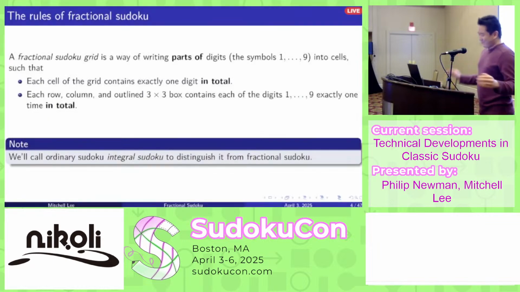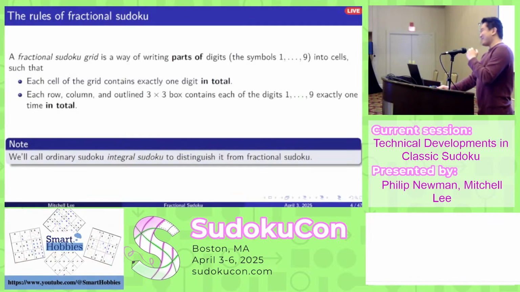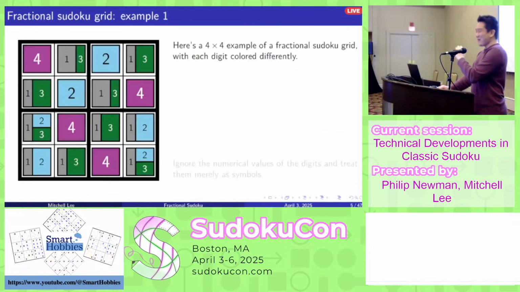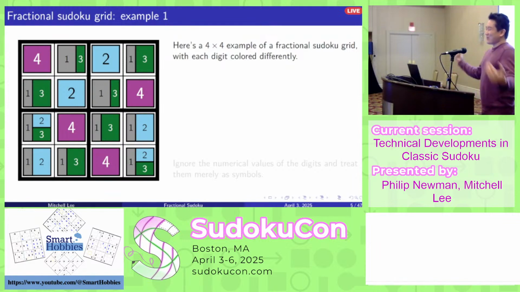Again, this might be a little unclear. We're going to see some examples. I'm going to show you some examples of 4x4 fractional Sudoku grids. 4x4 fractional Sudoku works just the same as 9x9 fractional Sudoku, but we're using the digits 1 through 4 instead of the digits 1 through 9.